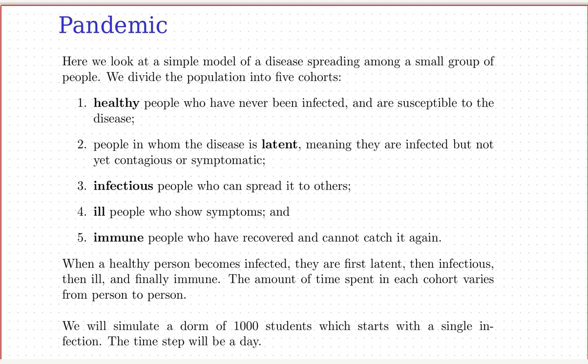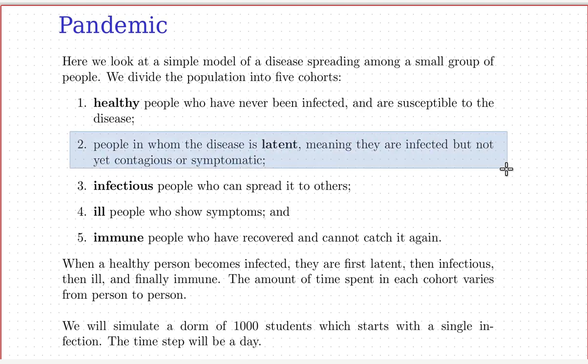What we'll do is we'll track the people according to what stage of the illness they're in. Or another way to put it is we'll divide this population up into smaller cohorts. We'll have the healthy people who have never been infected and are susceptible to the disease. By the way, we're going to assume that nobody initially is immune. So the healthy people are healthy now, but they are all susceptible to it. We will not assume that anyone has a prior immunity to this disease.